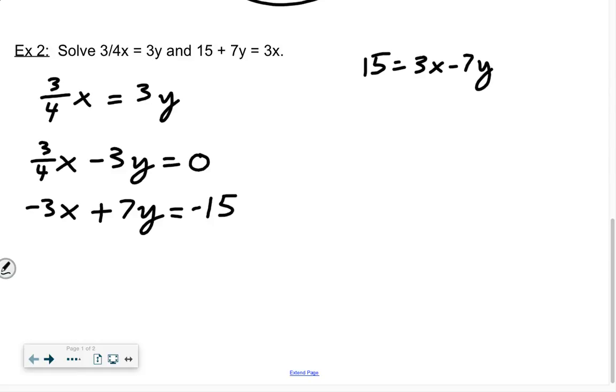Why is this the same as this one? Well, we are actually going to use a property to solve this one, our multiplication property of equality, which states if I multiply both sides of the equation by the same amount, it's still balanced, right?